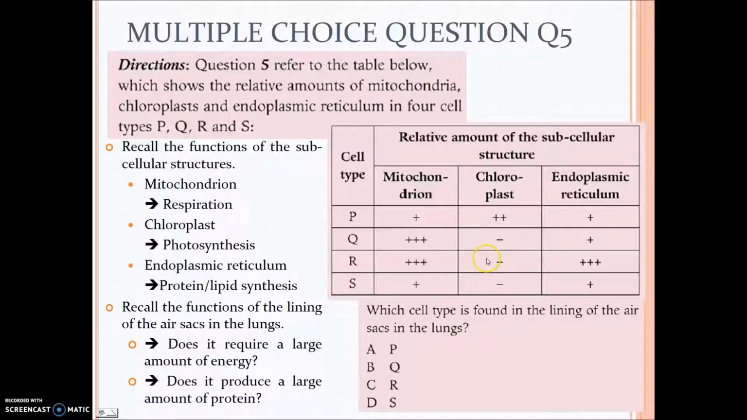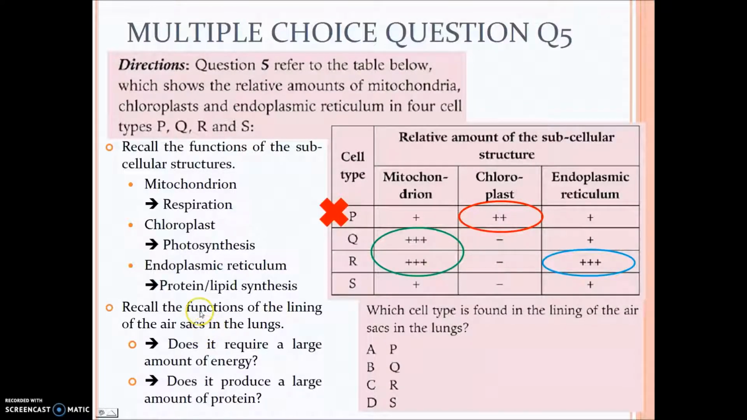So in this case, one type of cell can be eliminated at once, which is cell type P, because it contains chloroplast, and chloroplasts should exist in the plant cell but not in animal cell. The lining of the air sac in the lungs must be animal cell, so cell type P must be wrong. For the mitochondria and for the ER, any insight or questions we can think about before we make the choice.